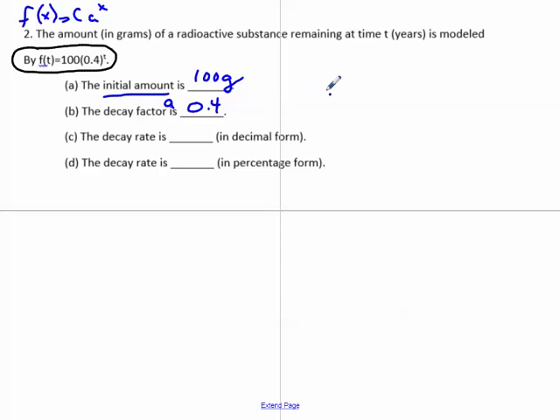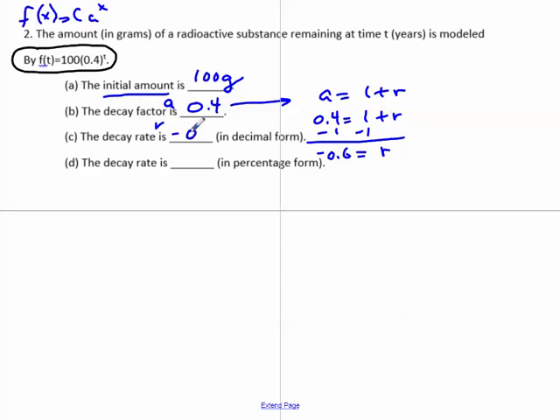Decay rate, then, again, a equals 1 plus r is the relationship between the factor a and the rate r. So decay rate r, specifically in this situation, if we take the 0.4 as our decay factor, 0.4 goes right here, equals 1 plus r, and if I simply subtract 1 from each side, I get my rate r equals negative 0.6. So r is negative 0.6 in decimal form, gotten from the fact that a is 0.4.